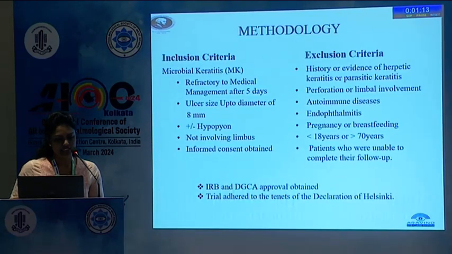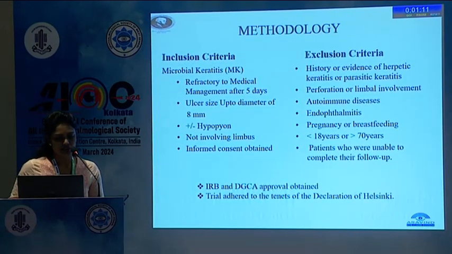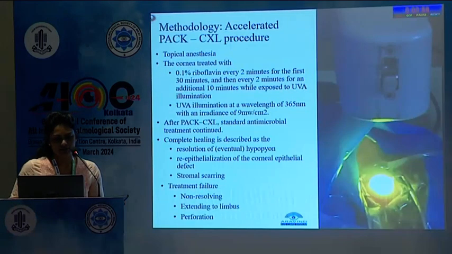Under inclusion criteria: microbial keratitis refractory to medical management after 5 days, ulcer size up to a diameter of 8 mm, with or without hypopyon, and ulcer not involving the limbus. Exclusion criteria: any previous history of herpetic keratitis or parasitic keratitis, autoimmune diseases, and endophthalmitis.